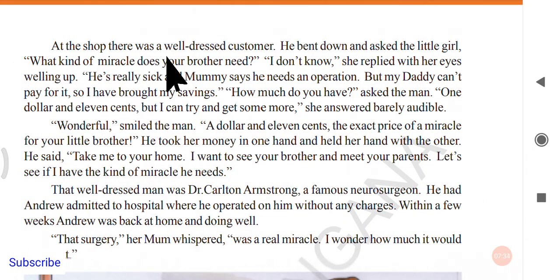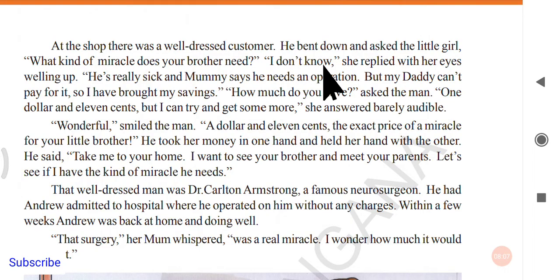At the shop there was a well-dressed customer. He bent down and asked the little girl, what kind of miracle does your brother need? When she was asking all these questions about the cost of that miracle to the shopkeeper, there was also another man standing there. As we saw on the first slide, in the picture, we have seen a doctor standing there. Tess doesn't know that he was a doctor, she was a small kid. So that man asked, what kind of miracle does your brother need?